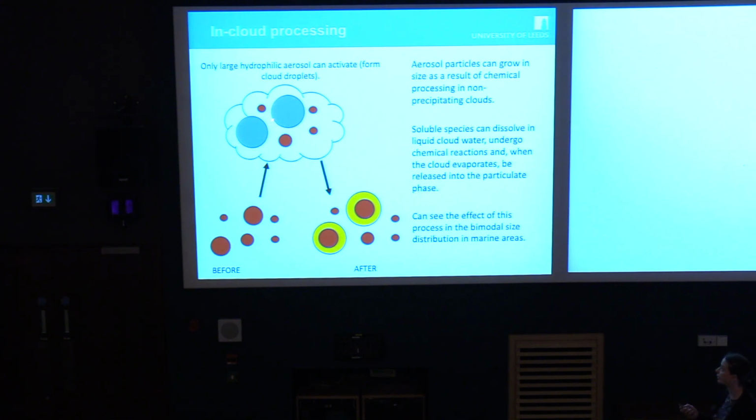And soluble species are able to dissolve into this cloud liquid water. If the cloud rains out, then it doesn't really matter. But if it's a non-precipitating cloud and the cloud evaporates away, the particles which have acted as cloud droplets are different. They're now larger. They've grown by this process, so you have a preferential growth process. This is important. You can actually see the effects of this if you look at the size distribution in marine regions. This is called in-cloud processing, and again it's treated as a subroutine within the GLOMAP-mode model.